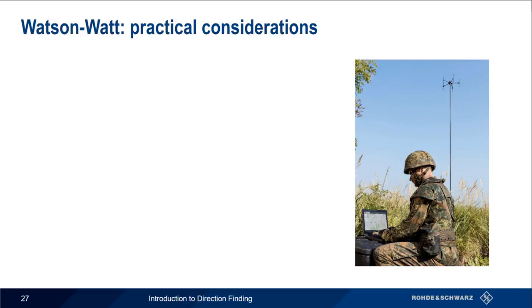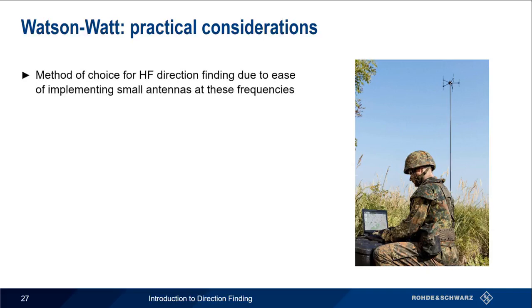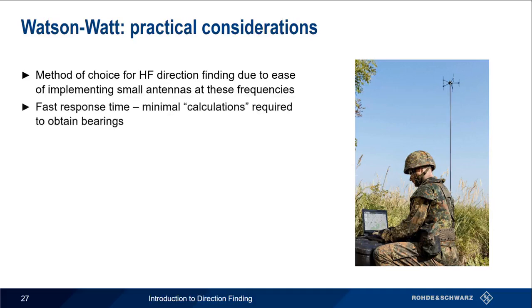Like all other direction finding methodologies, Watson Watt has its own particular set of advantages, disadvantages, and practical considerations. One of the ways in which Watson Watt distinguishes itself from other direction finding methodologies is that it's well suited to HF direction finding, mostly due to the ease with which we can implement smaller antennas at these frequencies. Compare this to Doppler, which is usually limited to only VHF and UHF. Watson Watt is also very fast. There's very little calculation of results required before we obtain a bearing. We're simply comparing the amplitude on two different antenna pairs.